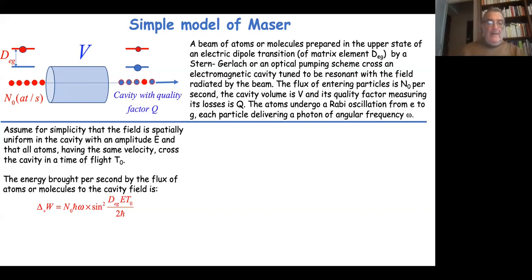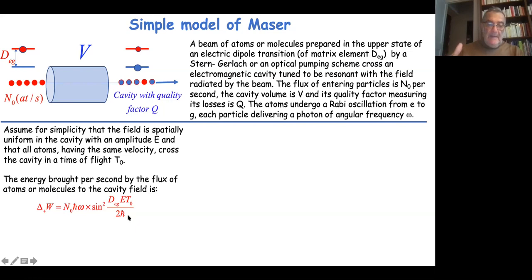So now we have to compute two competing effects. First, the energy which is brought per second by the flux of atoms which cross the cavity. This flux is very simple to compute. I call delta plus W the energy which is delivered to the cavity per second. It's proportional to the number of atoms which cross the cavity per second, to the energy of each photon, h bar omega, and to the probability that the atom will go from the upper to the lower state during time t0.